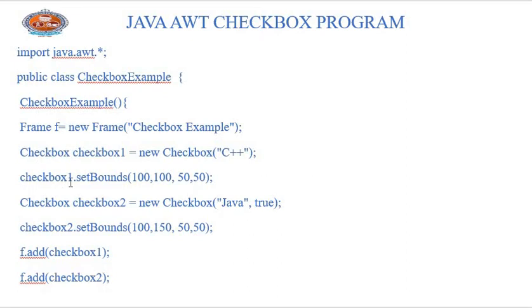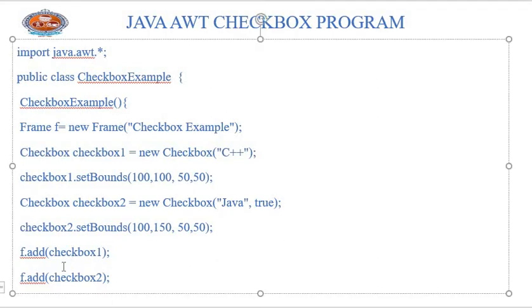Next, checkbox1 object dot setBounds, so set the bounds 100, 100, 50, 50. Next, another checkbox, checkbox2, new Checkbox("Java", true). Next, checkbox2 object dot setBounds. Next, f dot add checkbox1, that means here we can add checkbox1 to the frame. Okay, next, f dot add checkbox2, here we can add checkbox2 to the frame.